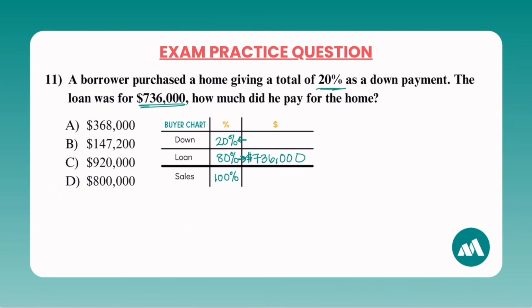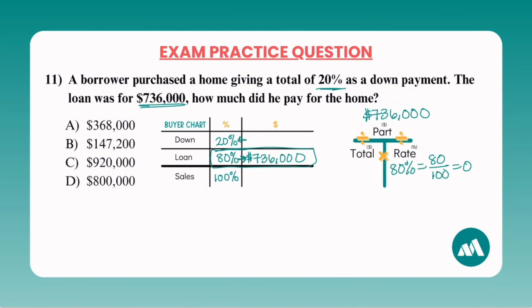So now we can use those two totals of 80% and 736 and plug them into the T-chart. So let's bring out the T-chart. Now that we have the T-chart here, we can plug in the $736,000 in the part section and then the 80% in the rate column. So that's 80 out of 100 is going to give us 0.8.